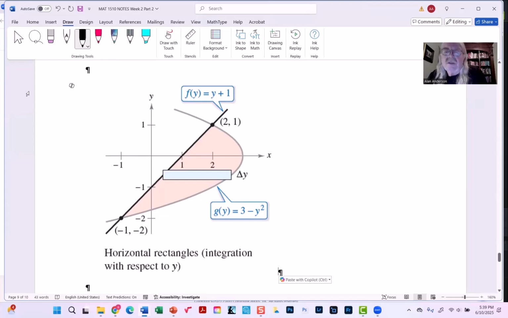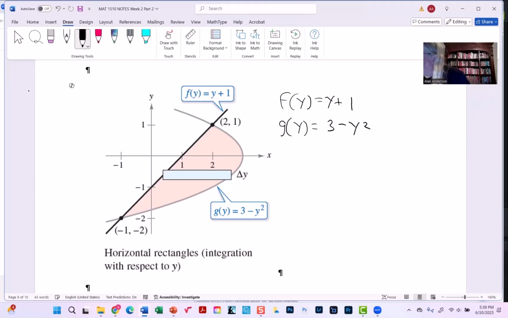So what we're going to do is write these functions in terms of y. Okay, now we haven't seen this before. You can see from the curves why this is a good idea, because one curve is to the right of the other. And so the first function will be written as f of y equals y plus 1. The other function is g of y equals 3 minus y squared. Okay, now what do we do?